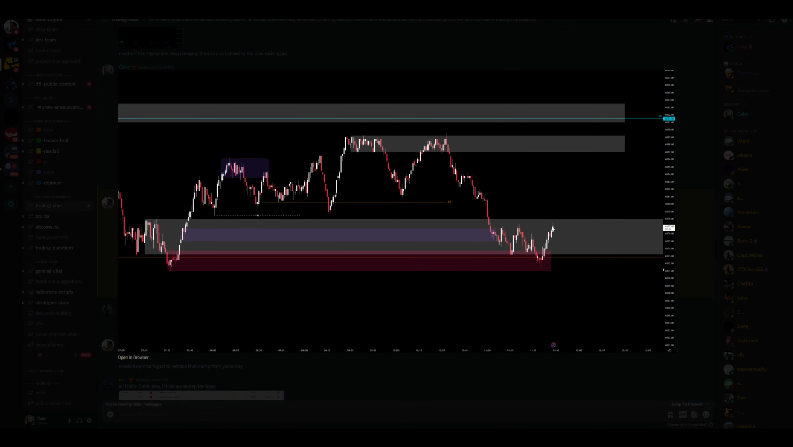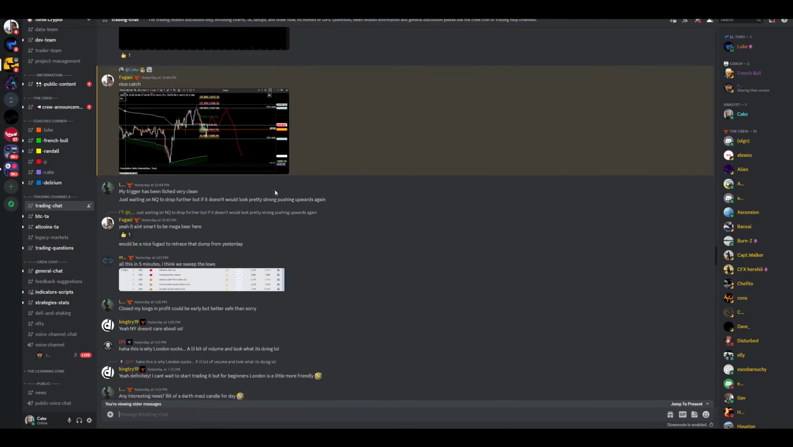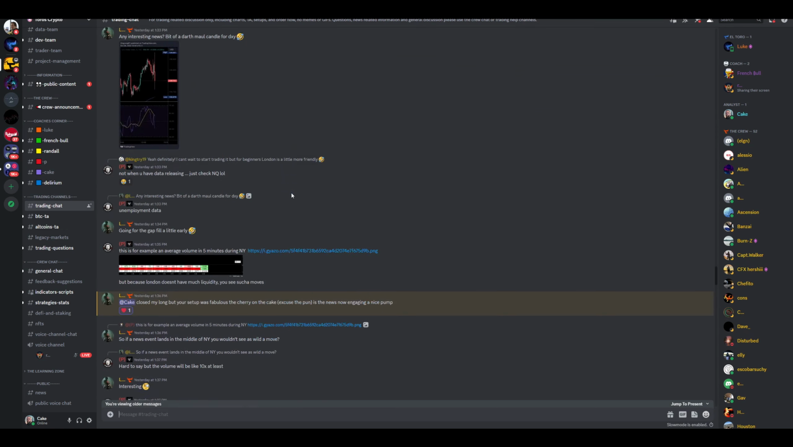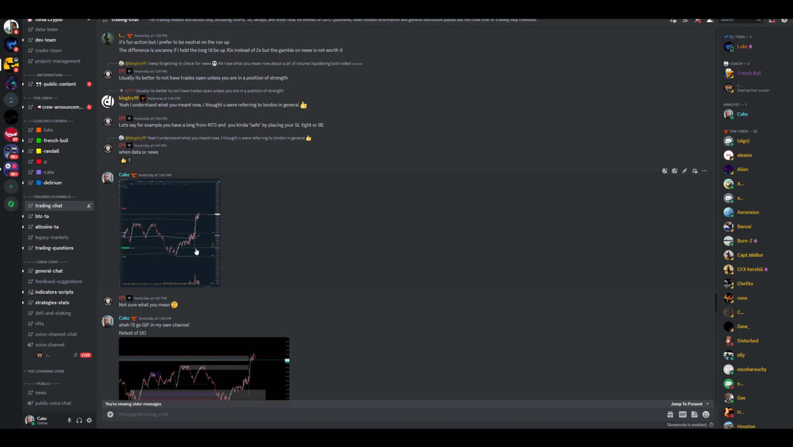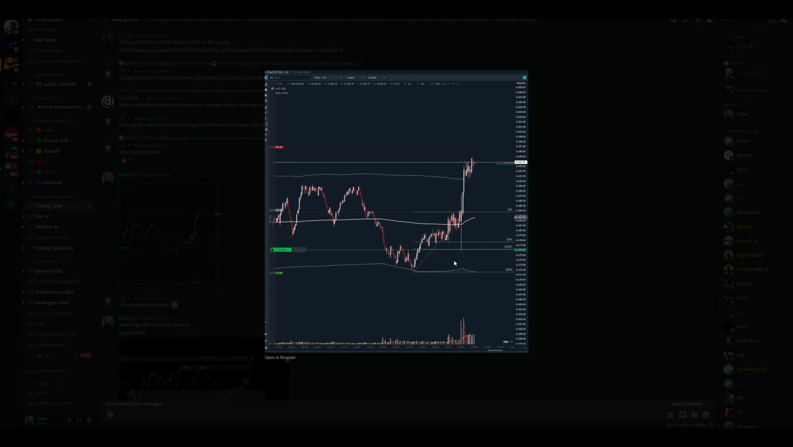There's the breaker structure I just talked about. You can see there it is. Come on down. There's my long, that was fabulous. Cherry on the cake. Oh yeah, and right here is my entry. So I'm just following this all the way up with my fib, exactly like I just talked about. It wicks down, it takes my 618. Could have left me behind, but it was a risk I was willing to take.